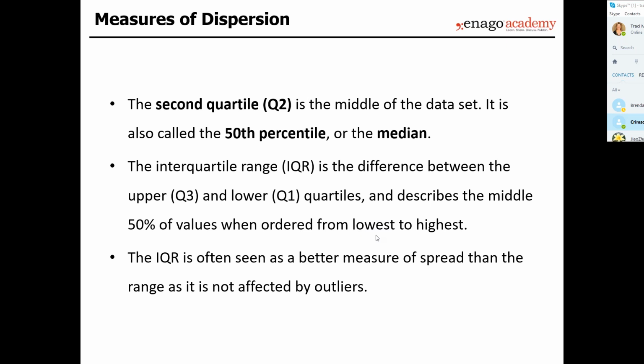We mentioned that already. The interquartile range, IQR, is the difference between the upper Q3 and the lower Q1 quartiles and describes the middle 50% of values when ordered from lowest to highest. The IQR is often seen as a better measure of spread than the range and is not affected by outliers. It's more representative.